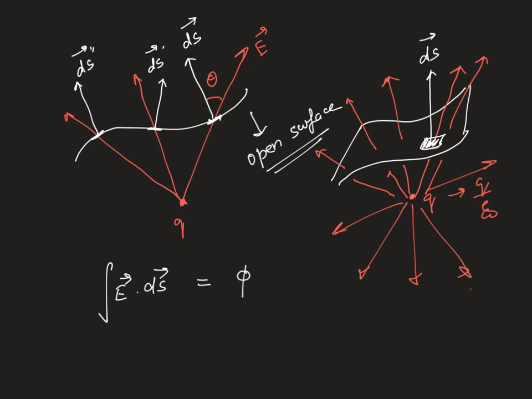So coming back to the two-dimensional diagram, if this is our area, the flux through this area will always be less than q by epsilon naught. Why less than q by epsilon naught? Because the total flux of a point charge is q by epsilon naught, right?